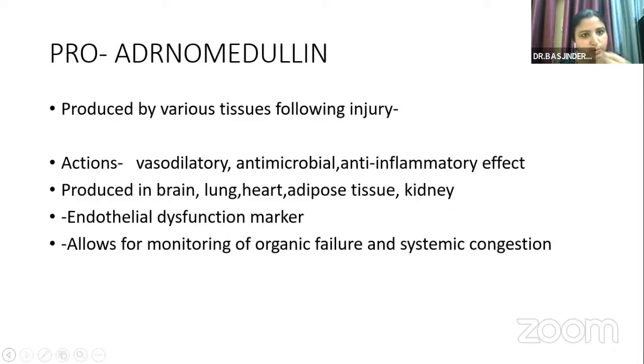So coming next on to proadrenomedulin, it is produced by various tissues following injury to the cell. Main actions are vasodilatory, antimicrobial, and anti-inflammatory. Here we are learning proadrenomedulin in sepsis. It is produced by brain, lung, heart, adipose tissue, and kidney. It is basically an endothelial dysfunction marker, but also a marker of congestion. We learn that in our cardiac biomarkers in ICU. It allows for monitoring of organ failure and systemic congestion.